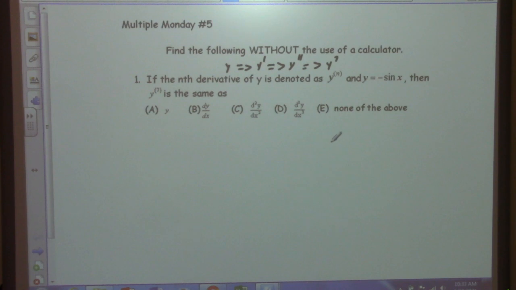Okay, let's go look at this. We talked about this, right? You remember this? Yeah, I remember that. Okay, so the derivative would be like this. First derivative. Second derivative.